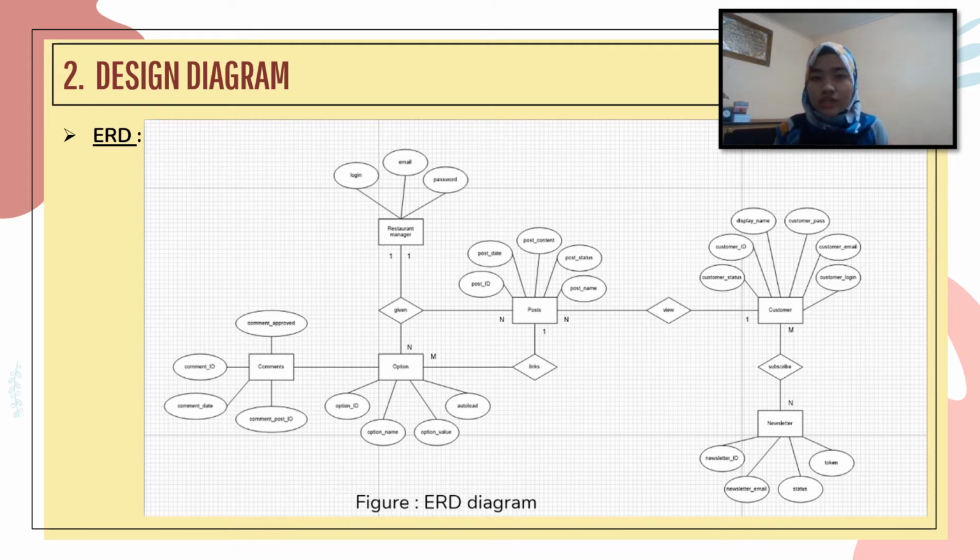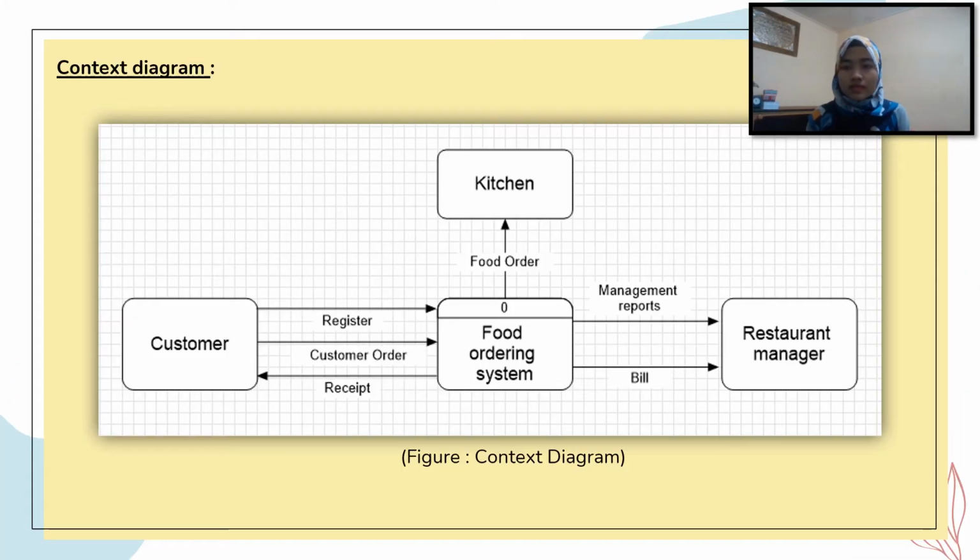So for a restaurant reservation system, we can be able to identify which parties are involved and what needs to be done to enter data in this system. These diagrams are used to design or analyze the relational database used in business processes. Among the entities involved are restaurant manager, post option, comments, customer and newsletters. So the next one is context diagram.